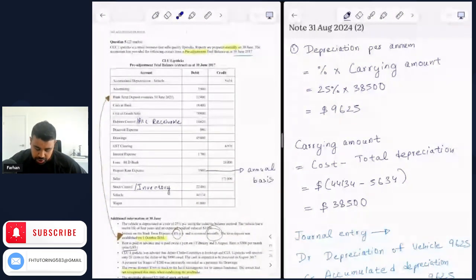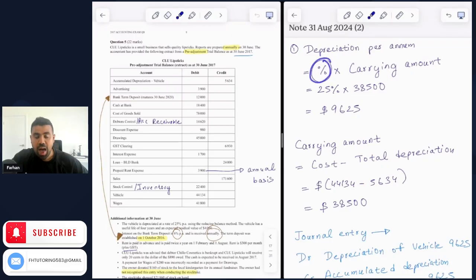The vehicle is depreciated at a rate of 25% per annum using the reducing balance method. The vehicle has a useful life of 4 years and an expected residual value of $4,000. Now, given that we are using the reducing balance method, if you want to calculate depreciation using this method, we can do that by using the relevant depreciation rate that we are given in the question, and multiplying it with the carrying amount.